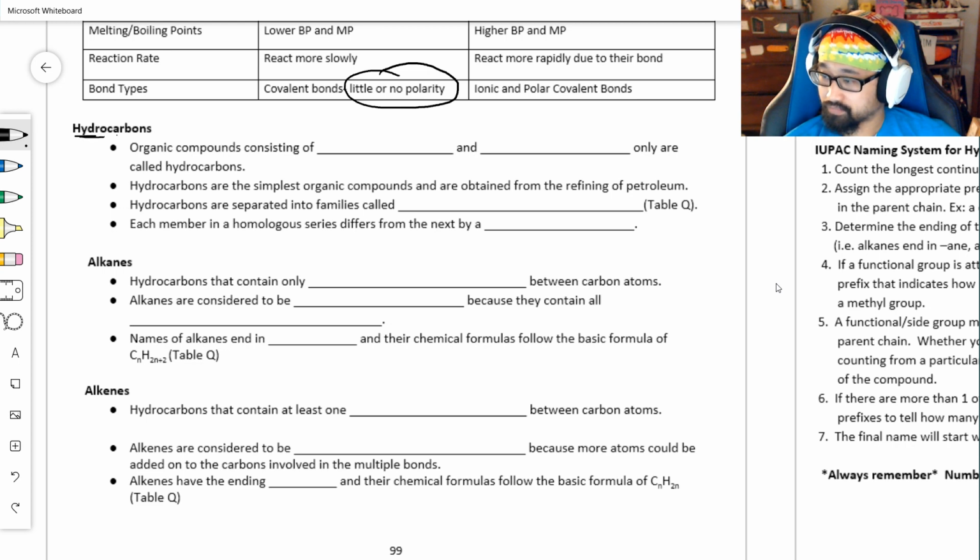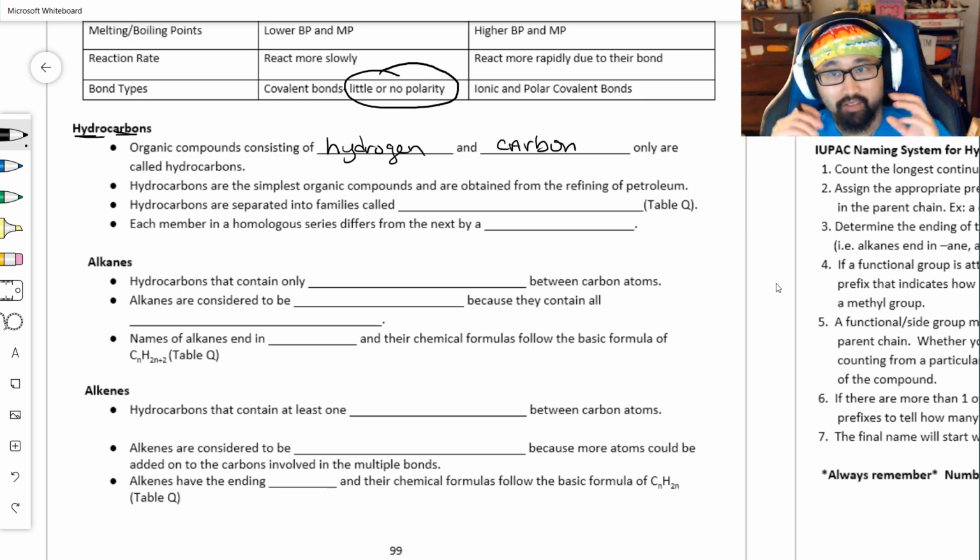Hydrocarbons are organic compounds consisting of hydrogen and carbon. And only hydrogen and carbon, we call them hydrocarbons. These are the simplest organic compounds there are, and they're obtained by refining petroleum. Now, petroleum, raw petroleum, is oil. Oil is a hydrocarbon.